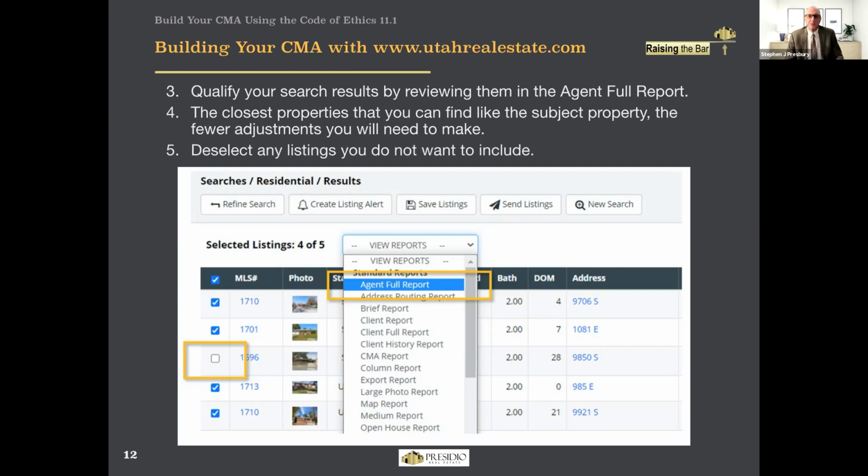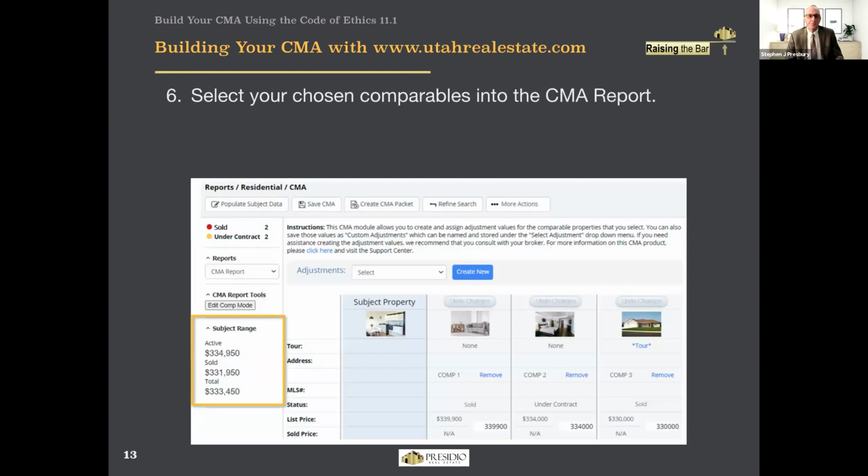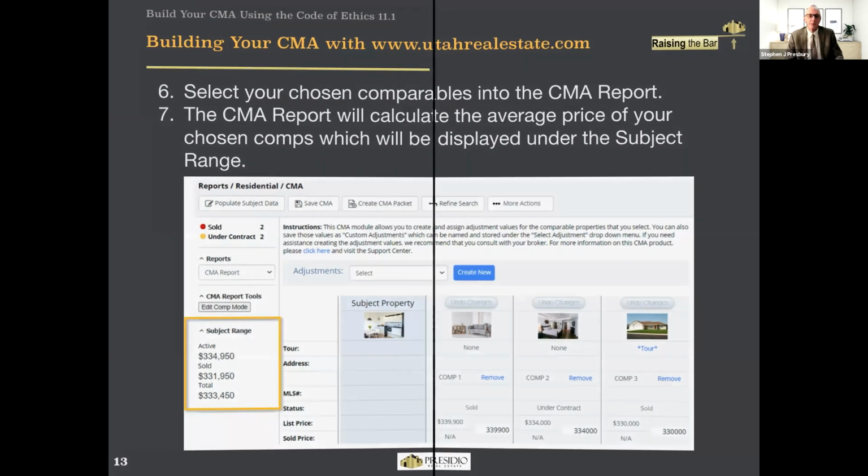Obviously deselect any listings you don't want to include, which you'll do on that left-hand checkbox column. And then you'll see, after you've chosen your comparables, you'll put them into the CMA report, and that will calculate an average price for the subject property based on the range that you've chosen on those other comparable properties.